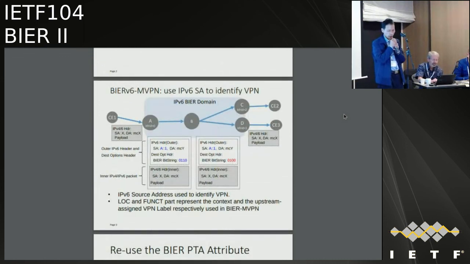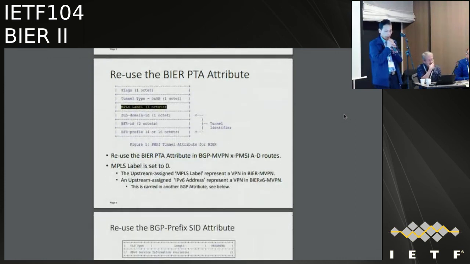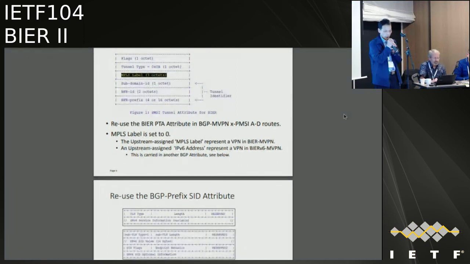Just to say, the IPv6 source address unchanged is used to identify a VPN. The locator and the function part represent the context, and the upstream assigned VPN label used in MVPN. The PTA attribute is reused. Just set the MPLS label to 0 because in the MVPN BIERv6 encapsulation, it doesn't use MPLS anymore. And we reuse the BGP prefix SID attribute. This attribute includes an IPv6 address to identify an MVPN.